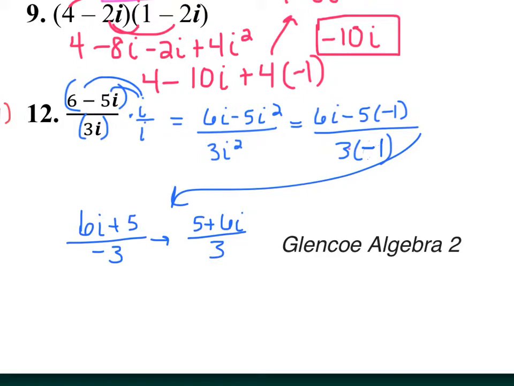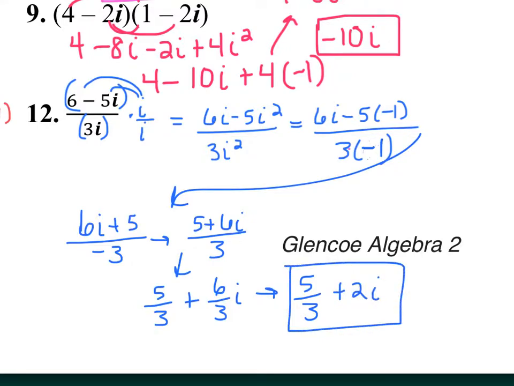And again, we need to split it into two fractions to get it in the proper form. 5/3 plus 6/3 i, which is actually 2. So it's 5/3 plus 2i. So a is 5/3 and b is 2.